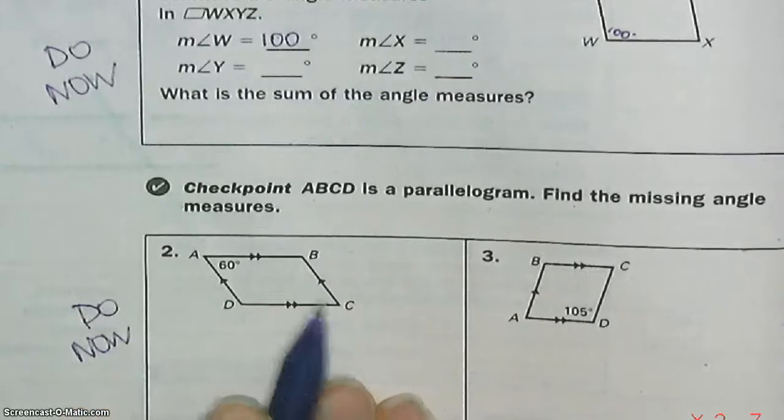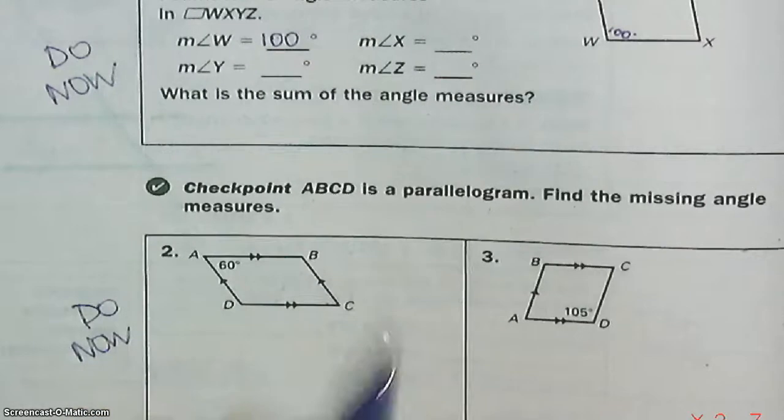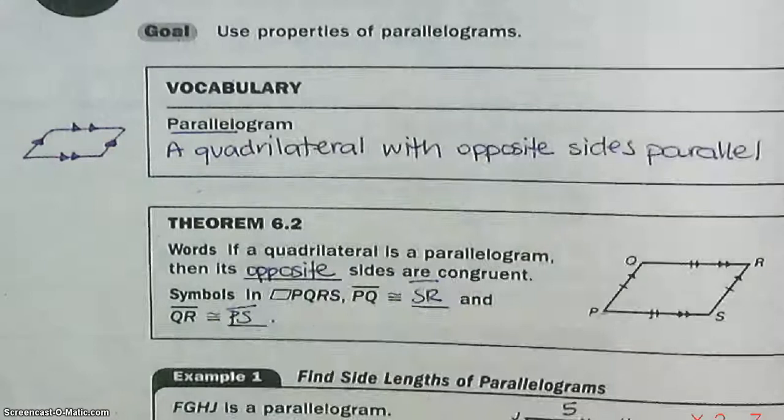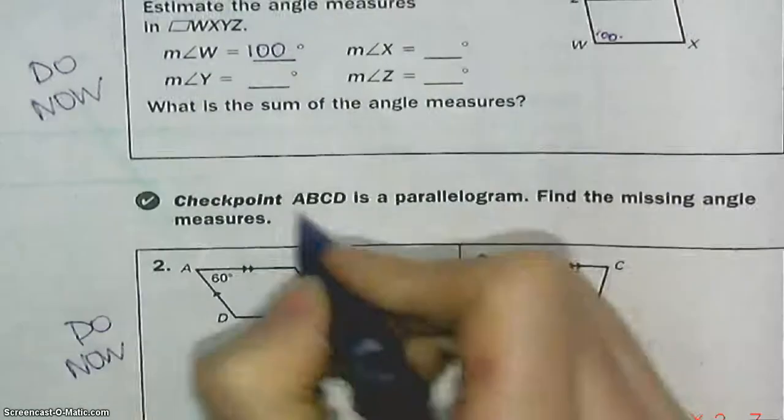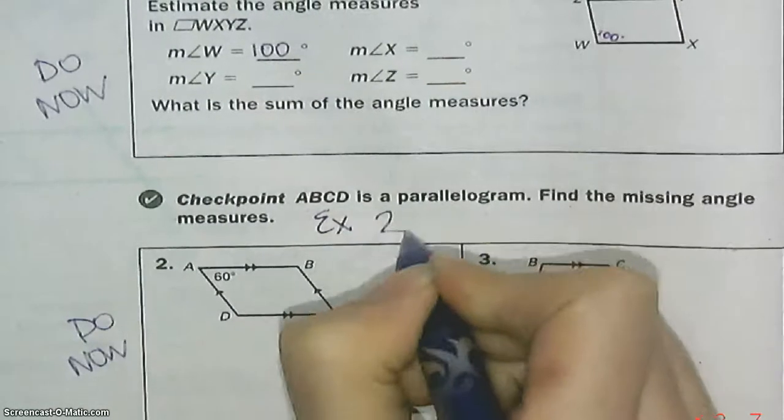And here we need to find all the missing angles. So do this now. Just write it in your picture. Write what this angle is. Write this angle. Write this angle. This is just like the example we did. This is just like example 2 if you need to use a guide.